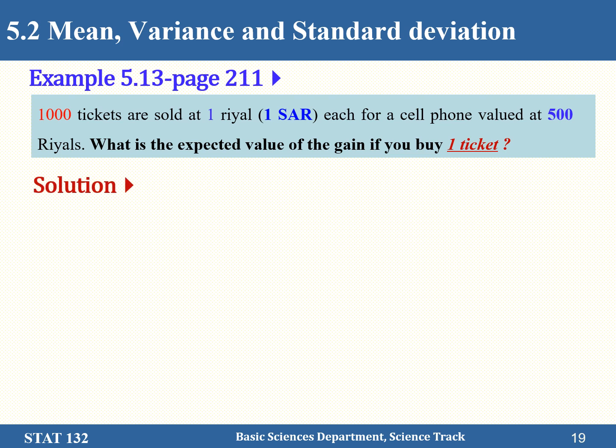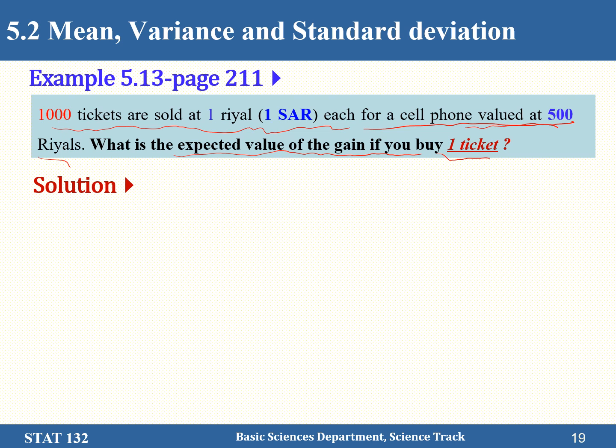Now let's look at this example. 1,000 tickets are sold at 1 rial each for a cell phone valued at 500 rials. What is the expected value of the gain if you buy one ticket? So it's like a lottery, I guess. So there are 1,000 tickets sold. You buy one for 1 rial, and if you win, you will get a cell phone valued at 500 rials. So what's the expected value of the gain if you buy one ticket?